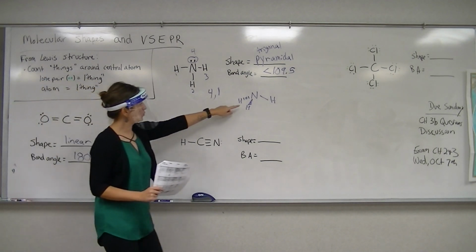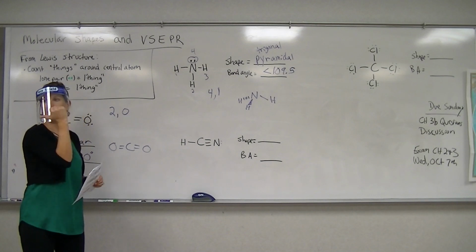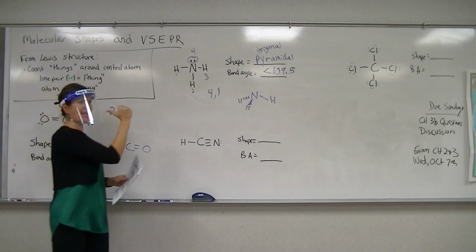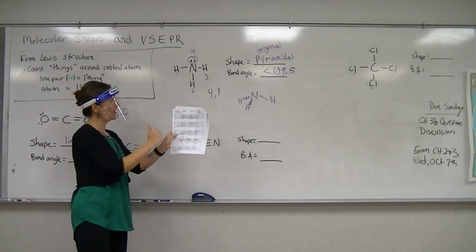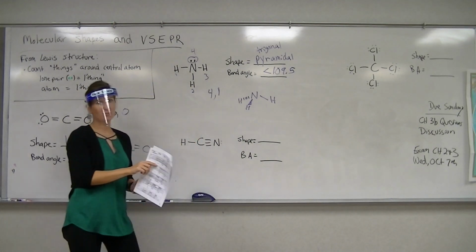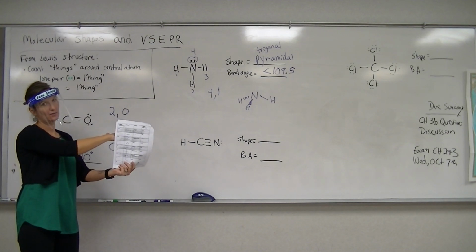So this wedge, what that's meaning is that that hydrogen is coming out of the plane of the board. Okay, so it's coming out at us. So this is the board, it's coming out like this. The dash means it's going into the plane of the board. So it's going to be like this.